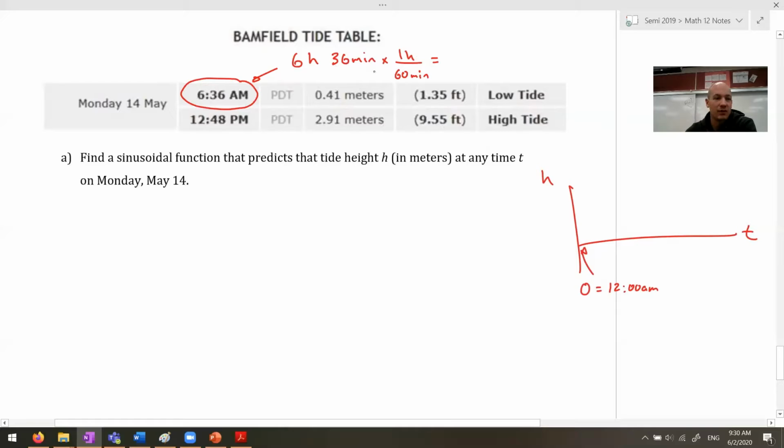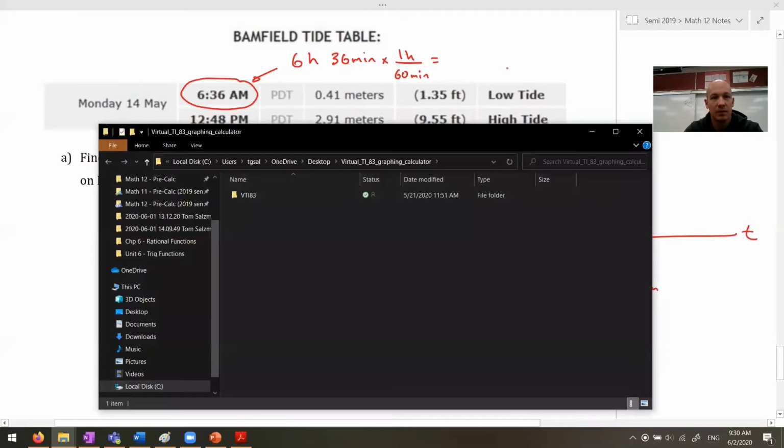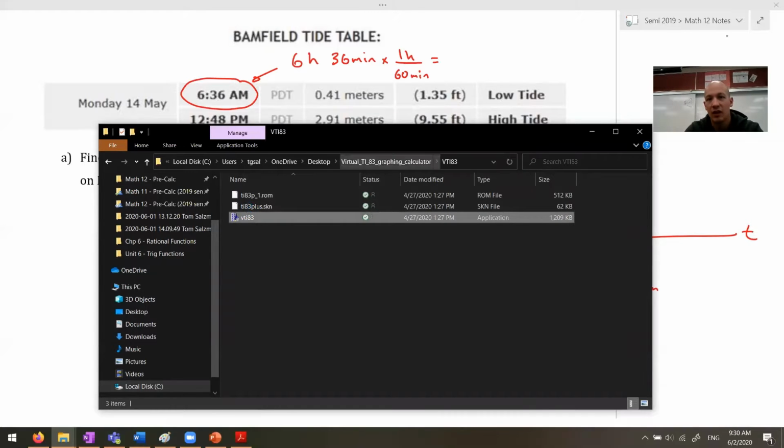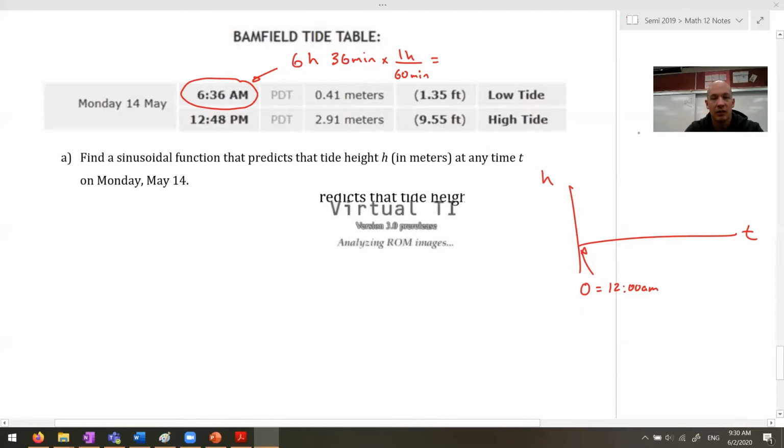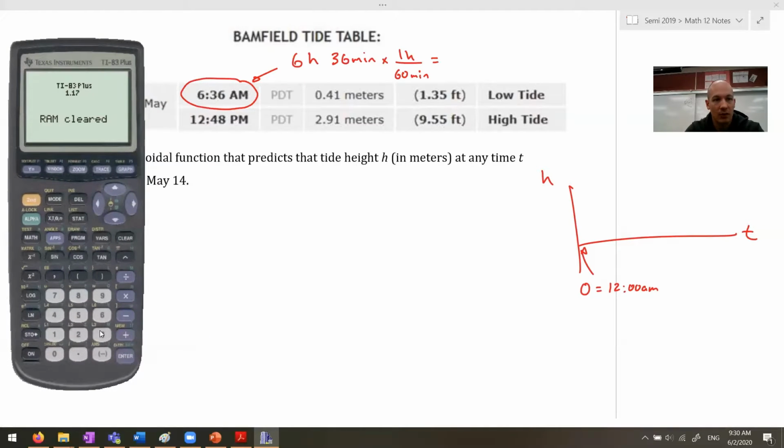So 36 divided by 60, we would get out our calculator, so I've got to get my little virtual one going. It's nice for you to see the calculation here. So let's turn this on. Okay, 36 divided by 60 gets me 0.6, which in retrospect is something I probably could have done in my head. So this becomes 6.6 hours.